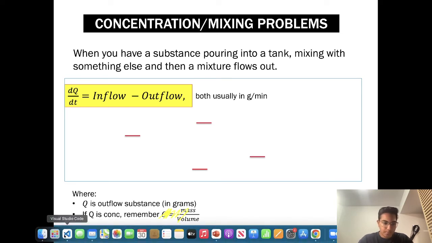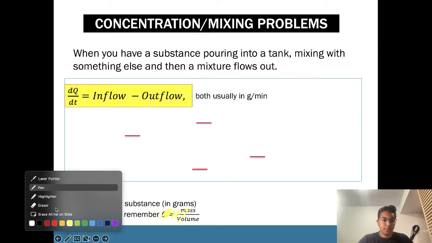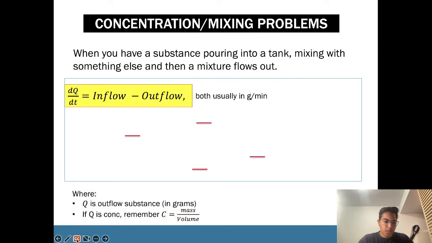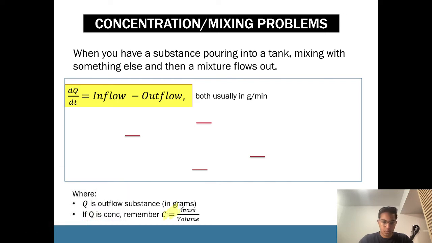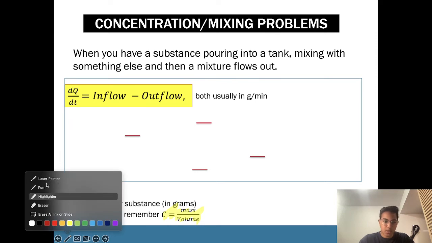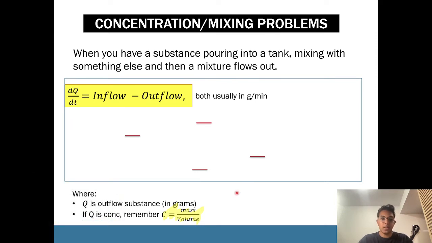All right, so we want to know that concentration is always going to be equal to mass over volume. Okay. So sometimes Q is going to be concentration. Sometimes it's going to be the mass of a substance. Either way, the equation that we set up is always going to be the same. It's always going to be what goes in minus what comes out. And that's going to be our change in substance over change in time.